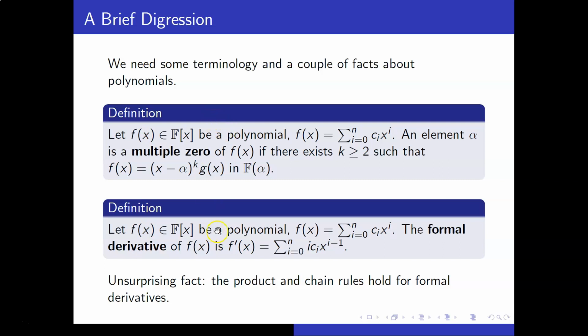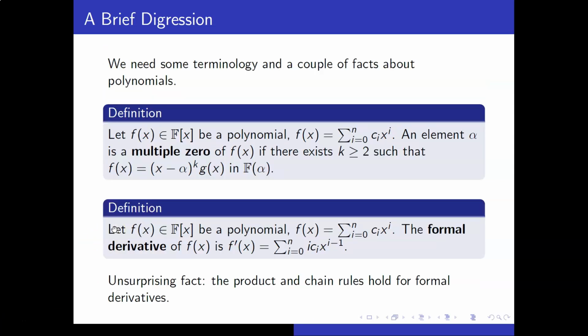We're going to take a polynomial in a field. We're going to define its so-called formal derivative to be the sum i equals 0 to n of i times c sub i x to the i minus 1. In other words, it would be what you get when you apply the power rule from standard calculus.